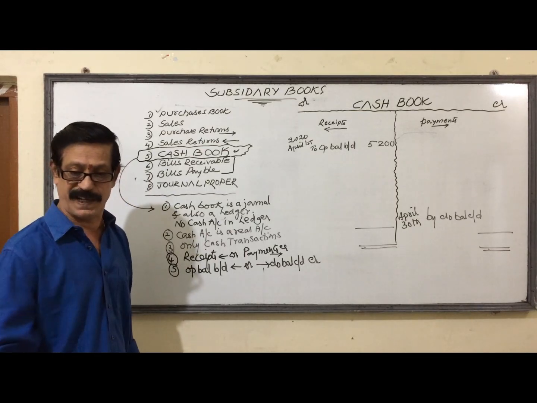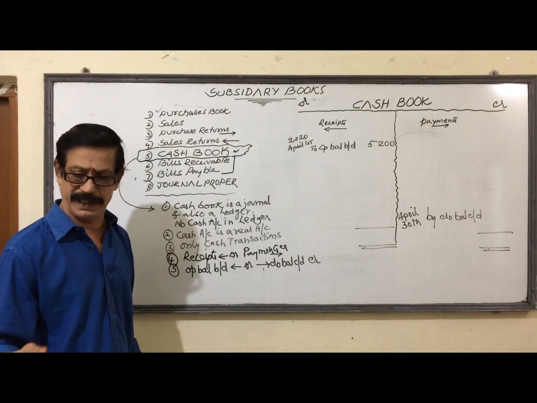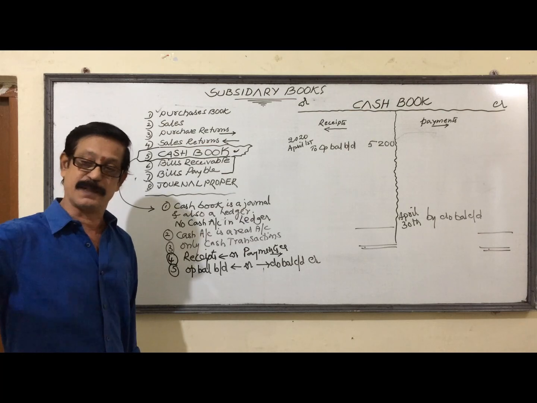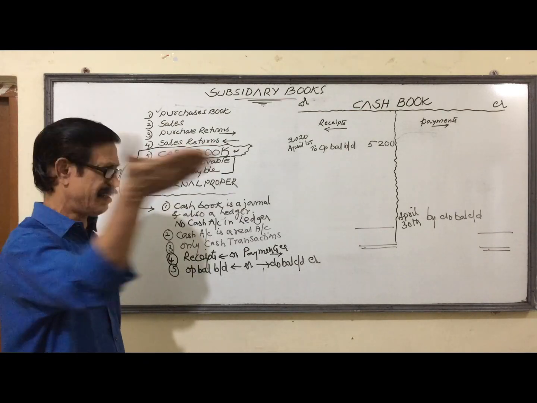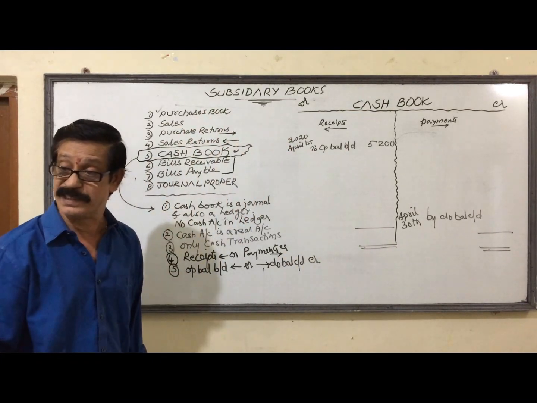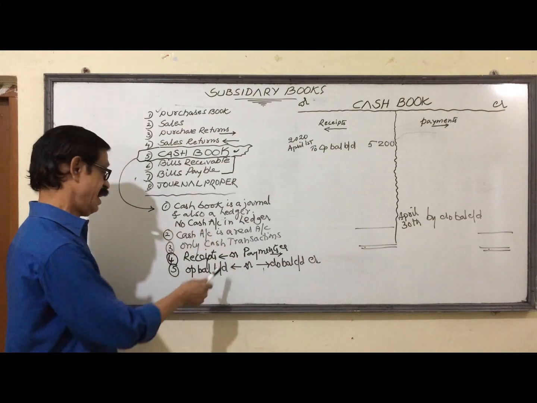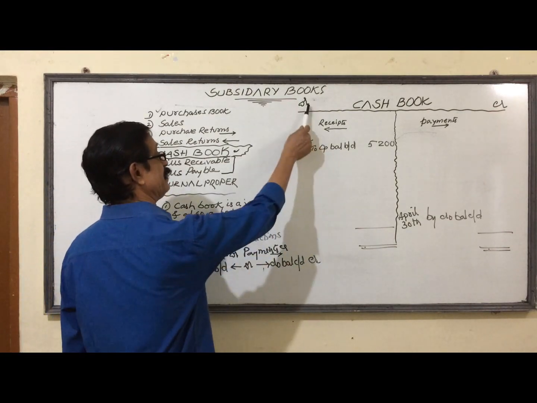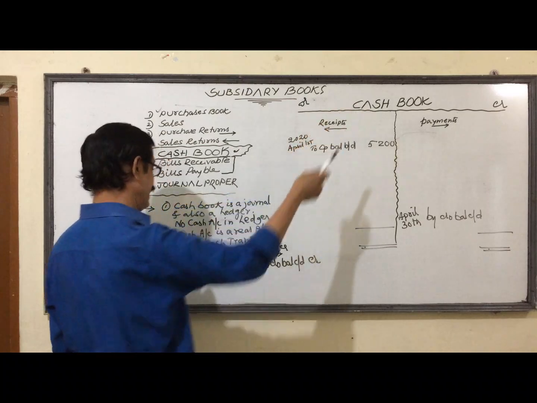Suppose I purchased this furniture. Money not yet paid, I will pay later. That means it is a credit transaction. Not recorded here. Only cash transactions are recorded. Receipts are entered on the debit side. Payments are entered on the credit side.